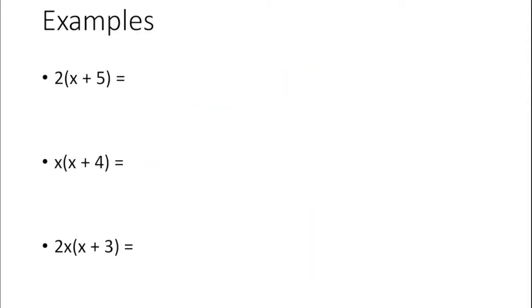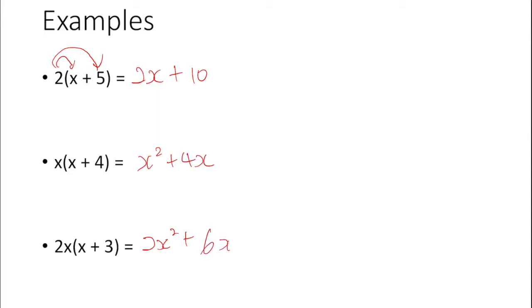Now, let's do some examples here. You can draw it if you like. 2x into x plus 5, we can actually do this. Using the distributive law, it becomes 2x plus 10. The next one will be x squared plus 4x. And finally, the last one, 2x times x is 2x squared, plus 2x times 3 is 6x.